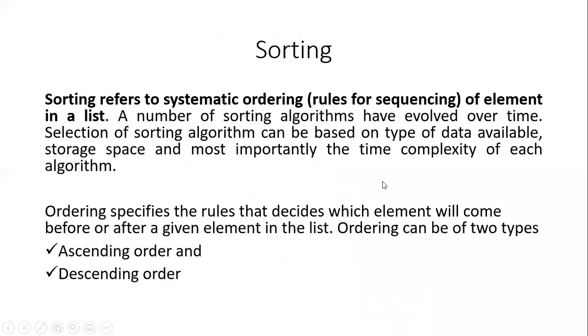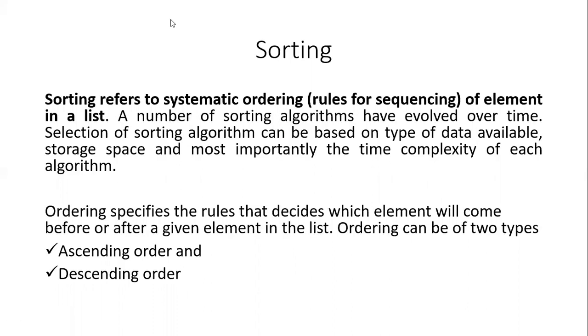So what is sorting? Sorting refers to systematic ordering of elements in a list. Some ordering or rules for sequencing of the elements is given to us. We will follow that rule and then arrange all the elements in the list depending upon that ordering sequence. Now the ordering sequence can be of two types: one is ascending order and one is descending order.